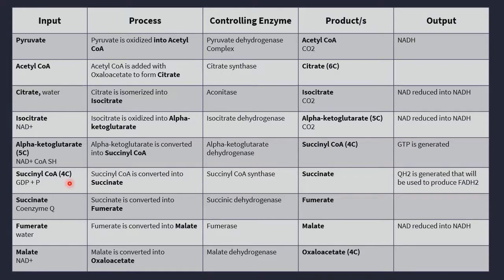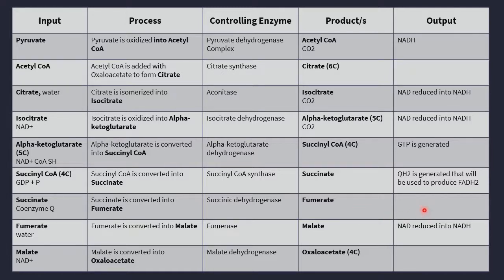Succinyl-CoA that has a 4-carbon molecule, and GDP plus P, succinyl-CoA is converted into succinate. This is done by the enzyme called succinyl-CoA synthase. So the succinate molecule is produced, while QH2 is generated that will later be used to produce FADH2. Succinate and coenzyme Q. Succinate is converted into fumarate by the enzyme succinic dehydrogenase. Fumarate is now produced as a product in this process.